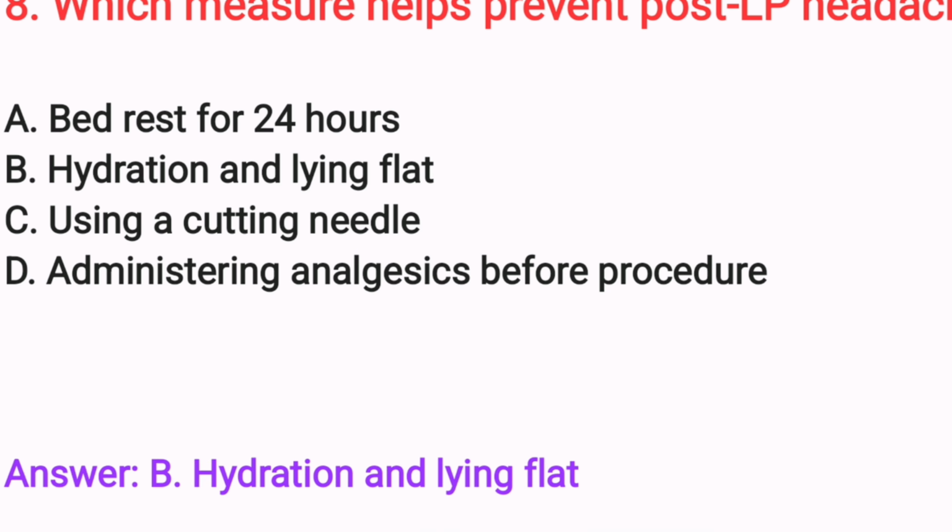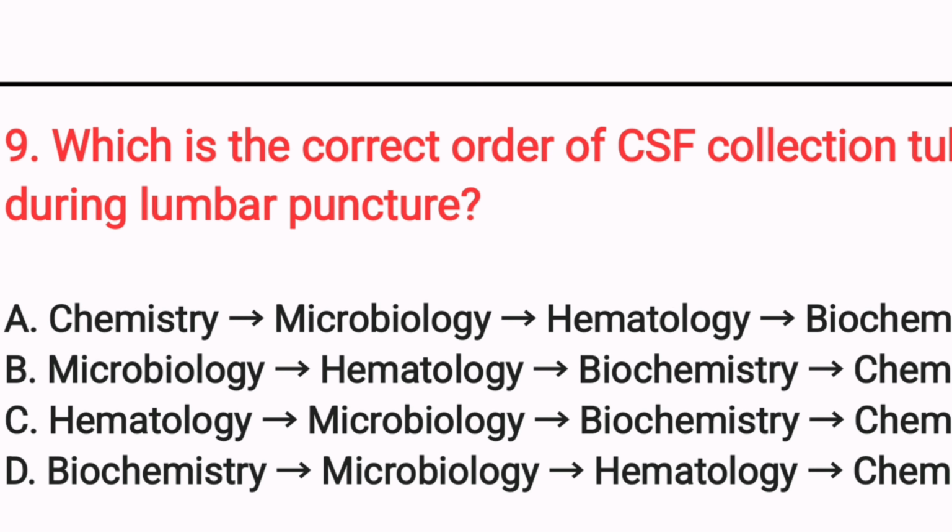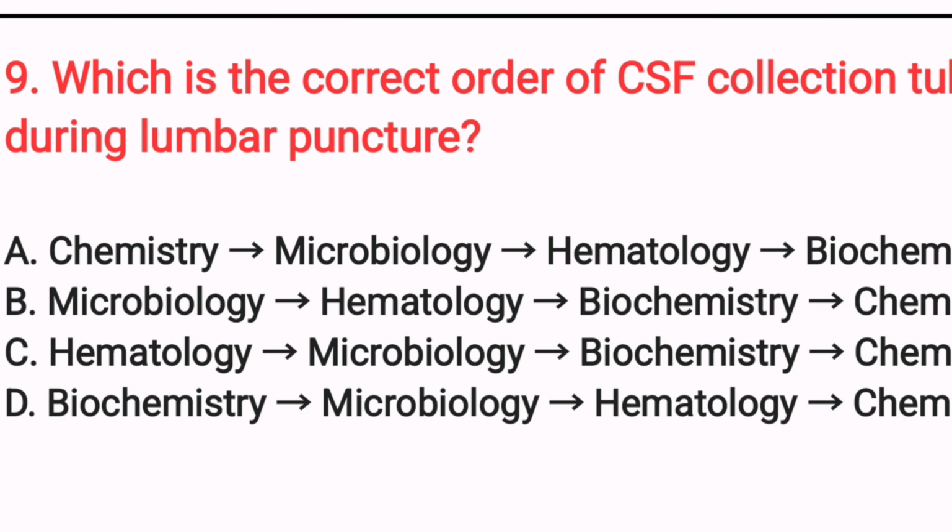Next, which is the correct order of CSF collection tubes during lumbar puncture? Option A, chemistry, microbiology, hematology, biochemistry. Option B, microbiology, hematology, biochemistry, chemistry. Option C, hematology, microbiology, biochemistry and chemistry. Option D, biochemistry, microbiology, hematology and chemistry.